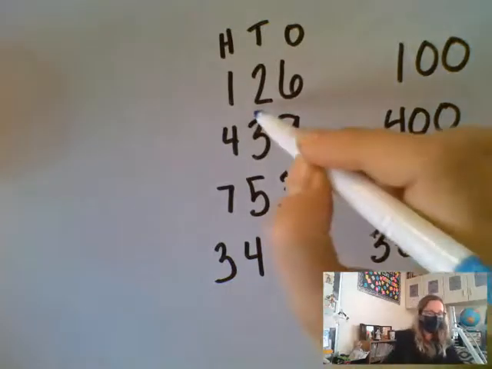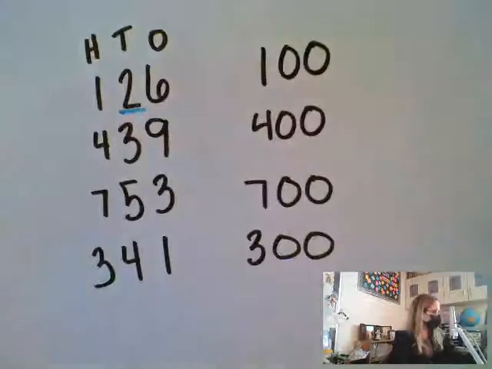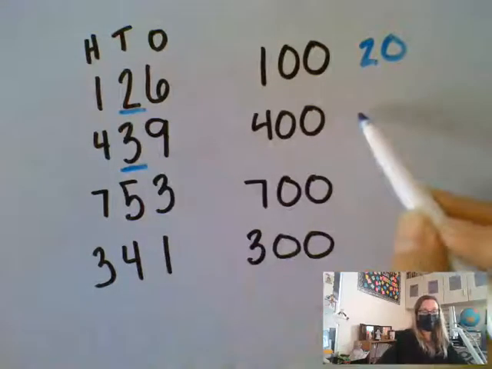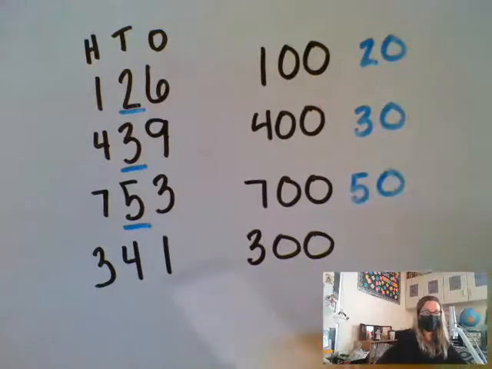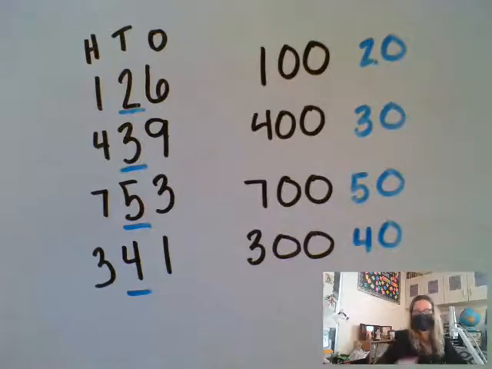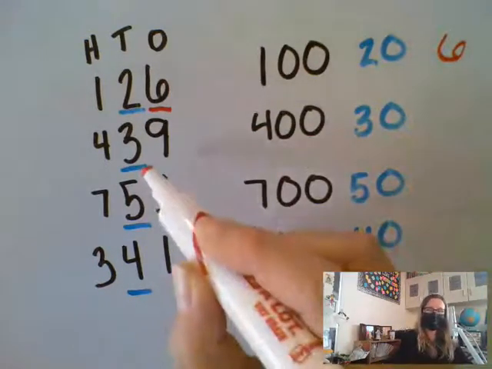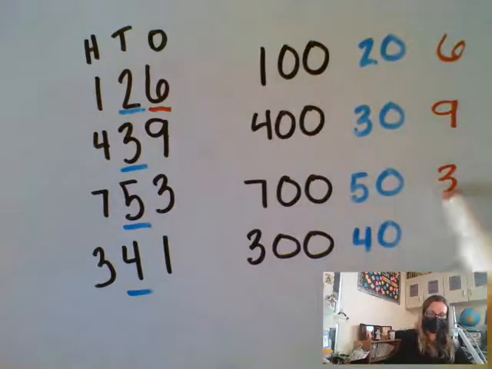If I were to write 20, it would be 20, right? 30 would be 30. 50 would be 50. And 40 would be 40. And for my last digit in these numbers, 6 would just be 6. 9 would just be 9. 3 would just be 3. And 1 would just be 1.